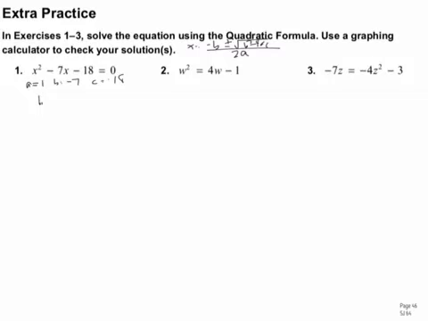I'm going to do b squared minus 4ac. Negative 7 squared minus 4 times 1 times negative 18. 49 plus 72, I think. 49 plus 72, 121, I believe. Okay, so 121, is that greater than 0, equal to 0, or less than 0?